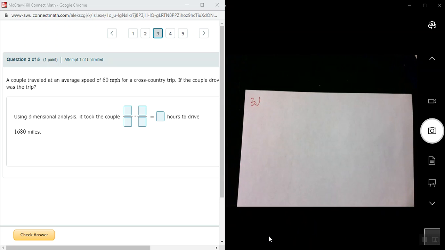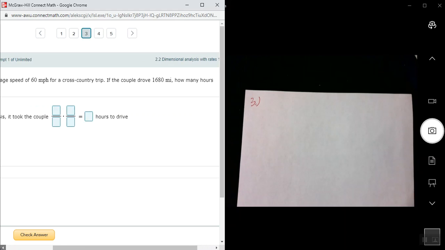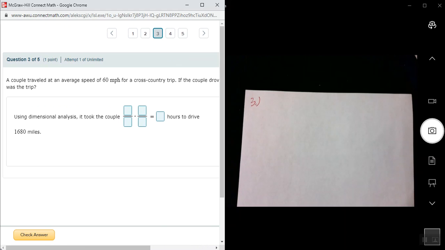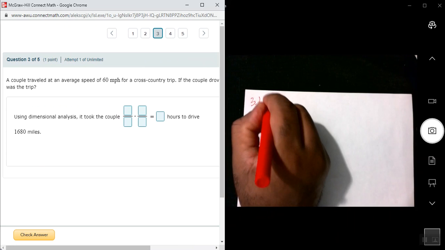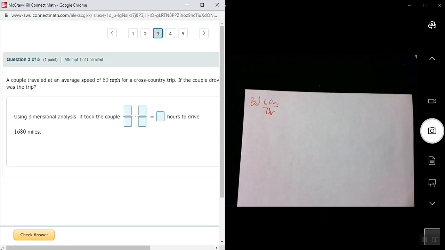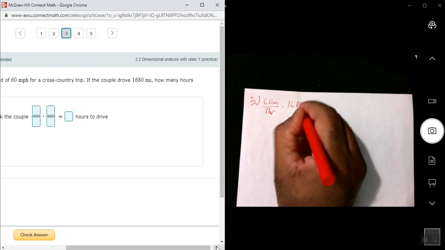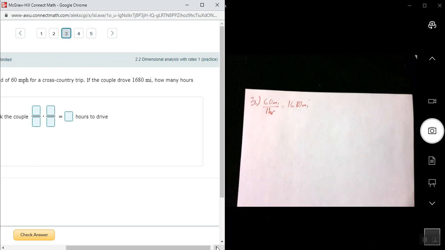Okay, with problem number 3, it says a couple traveled an average speed of 60 miles per hour for a cross-country trip. If the couple drove 1,680 miles, how many hours was the trip? So first of all, we already know that it was 60 miles for 1 hour. That was given to us in the directions. Now we're told that the couple drove 1,680 miles, and we want to know how many hours did they drive.